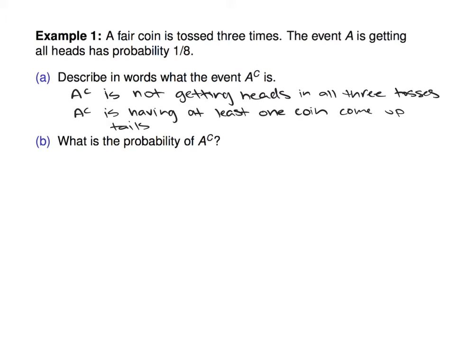And what is the probability of A complement? Well, P of A complement is 1 minus P of A, and we know that the probability of A is 1/8. So the probability of A complement is 7/8.